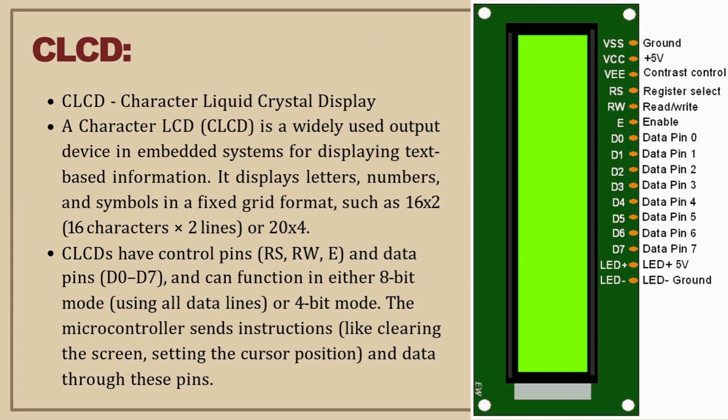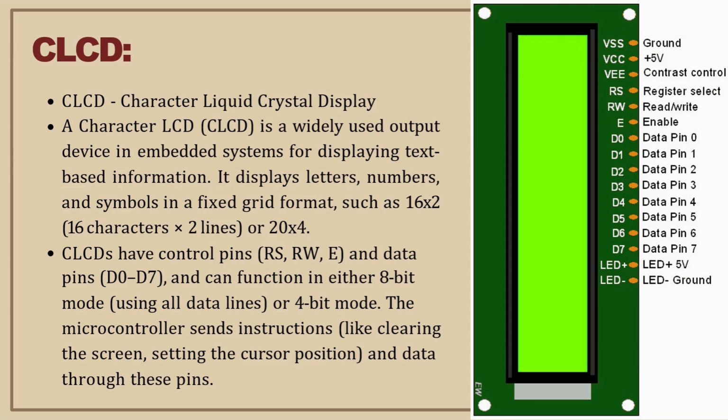Next peripheral, CLCD, Character Liquid Crystal Display. A character LCD is a widely used output device in embedded systems for displaying text-based information. It displays letters, numbers, and symbols in a fixed grid format, such as 16 by 2, 16 characters by 2 lines, or 20 by 4, or 16 by 4. CLCDs have control pins and data pins and can function in either 8-bit mode using all data lines or 4-bit mode. The microcontroller sends instructions like clearing the screen, setting the cursor position, and data through these pins.